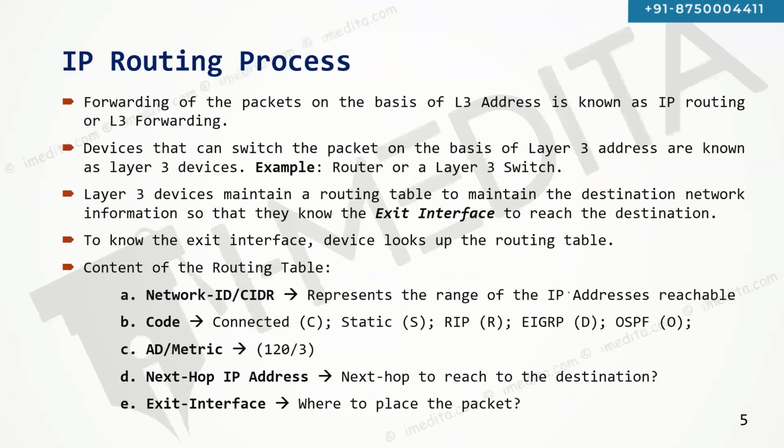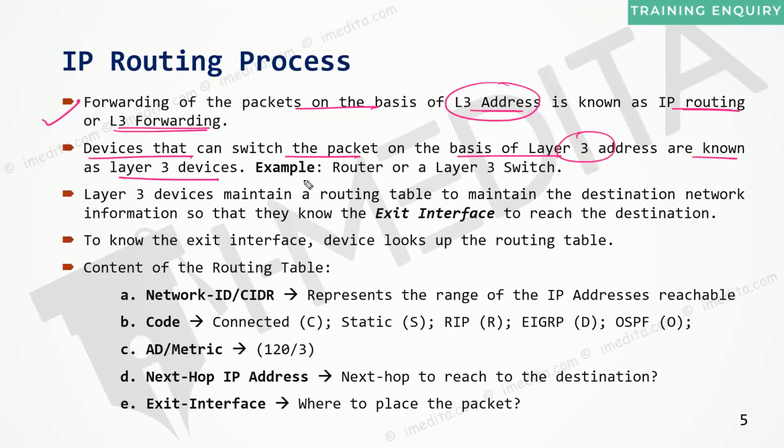So in brief, routing is forwarding packets based on the layer 3 address. Forwarding of the packets based on the layer 3 address is known as routing or layer 3 forwarding. And devices that can switch the packet on the basis of the layer 3 address are known as layer 3 devices. Examples are a router or a layer 3 switch. We can also have devices such as a firewall performing the same function.